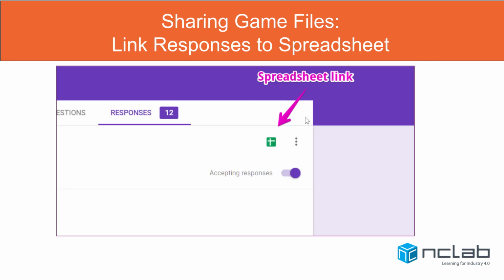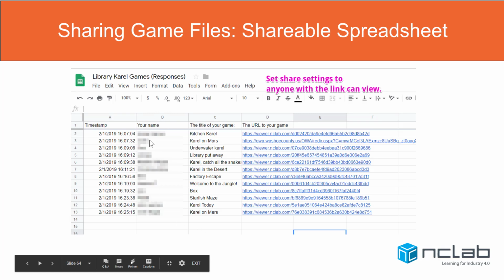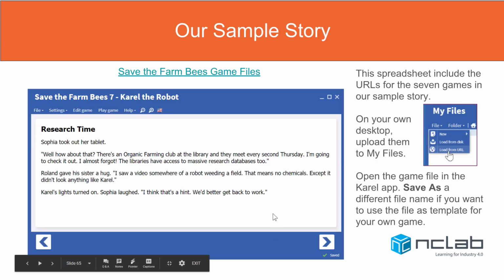You're going to collect the responses with a spreadsheet. There's the spreadsheet icon, and it'll just automatically populate that spreadsheet. So here's a spreadsheet that we created when we were doing the Karel training. And you can see there's a bunch of titles. I just whited out the names. This is the date that they were put in, and there are all the URLs. So now you could share this spreadsheet with anyone, and they can click on one of those links and play the game. Back to our sample story.